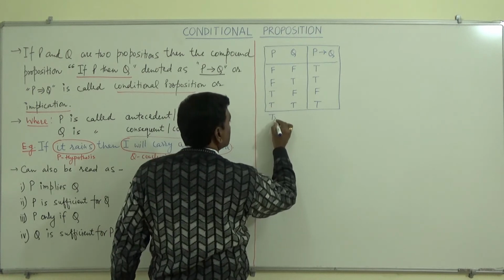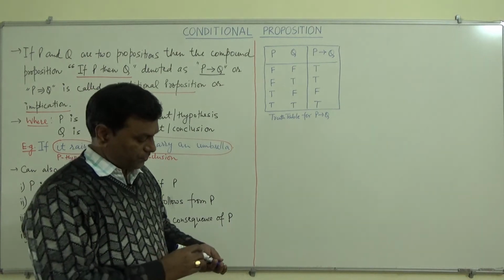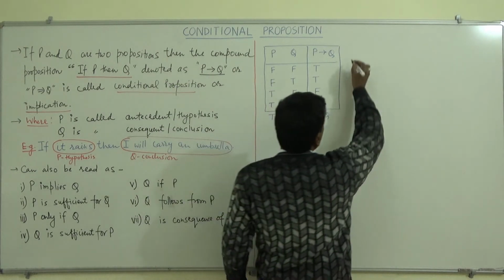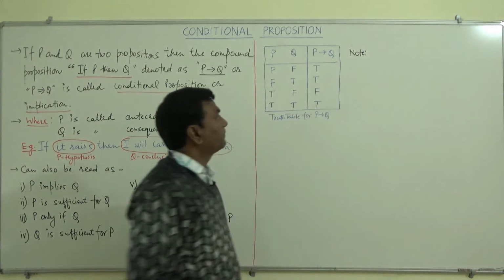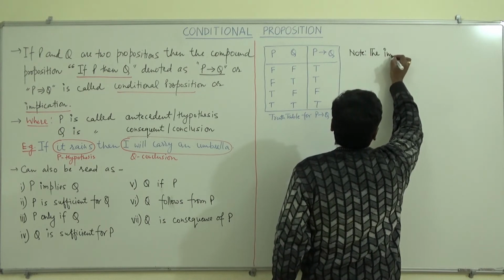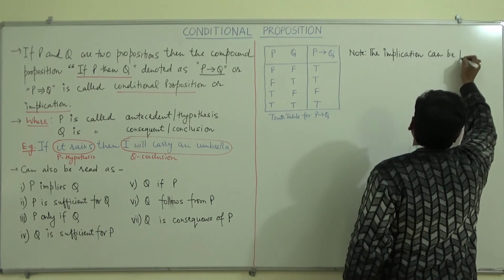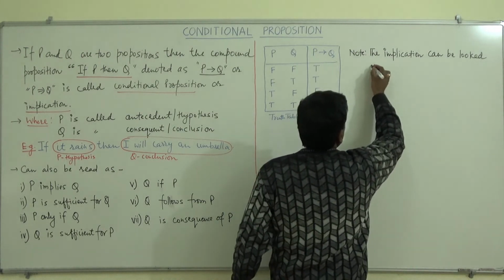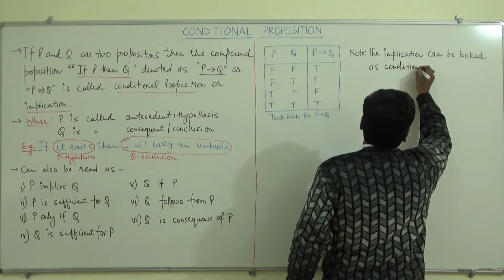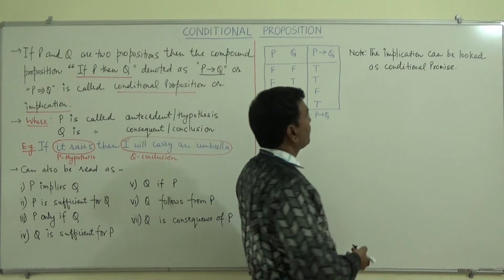So this is the truth table for P implies Q. It is to be noted here that the implication can be looked at as a conditional promise.